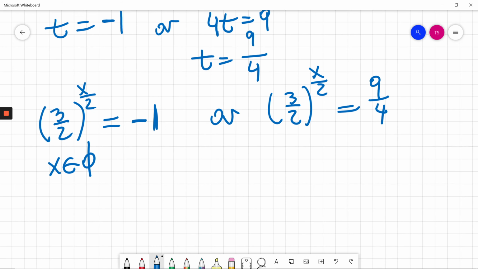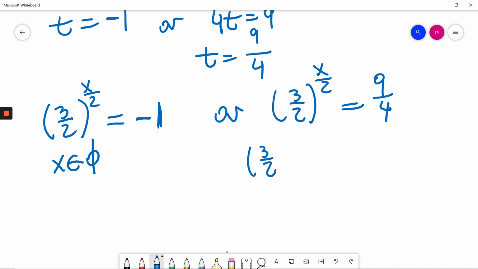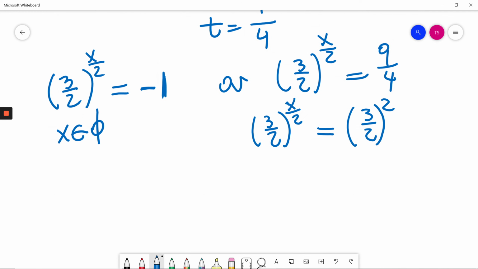And second equation becomes 3 divided by 2 to the power of x divided by 2. This will be equal 9/4. So 9/4, I want to make the same base. 3 divided by 2 squared. So we have 3 divided by 2 to the power of x divided by 2 is equal 3 divided by 2 to the power of 2. If both sides are equal, exponents have to be equal. So x divided by 2 is equal to 2. When I multiply both sides by 2, x will be equal to 4. So this is my solution.